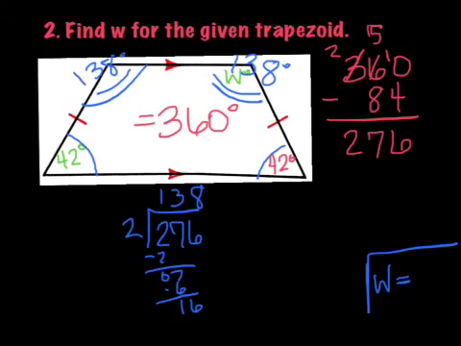And you can double check to make sure that this angle plus this angle plus this angle plus this angle all add up to 360. You'll notice that these two angles add up to 180, and these two angles add up to 180. So my answer was 138 degrees.